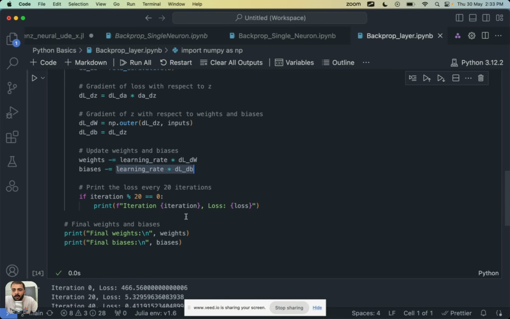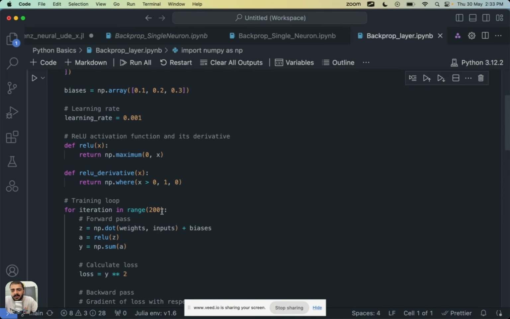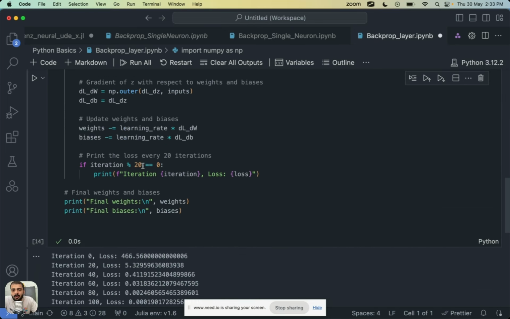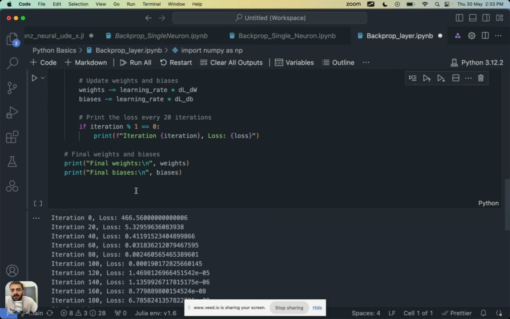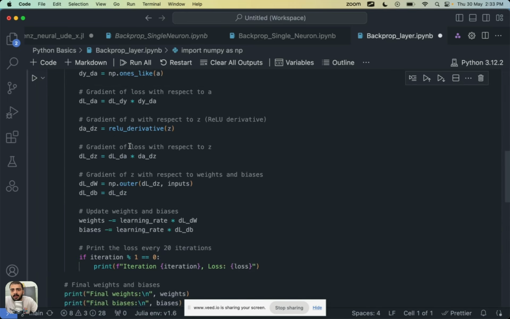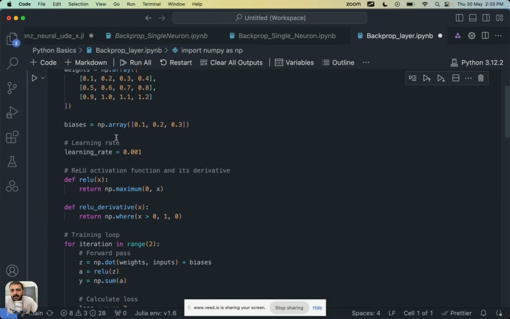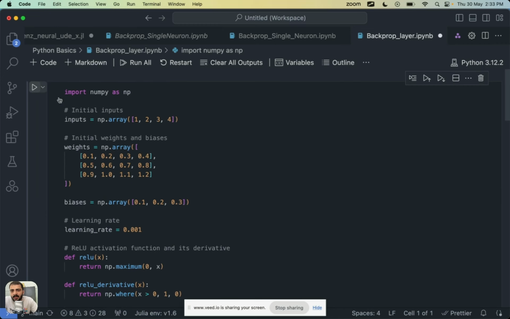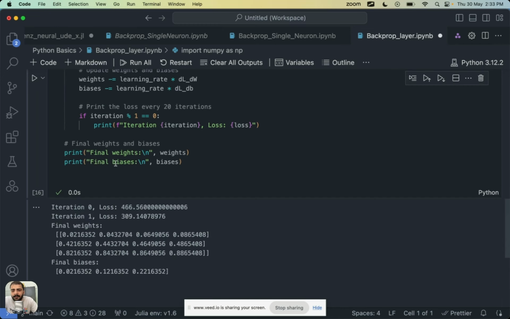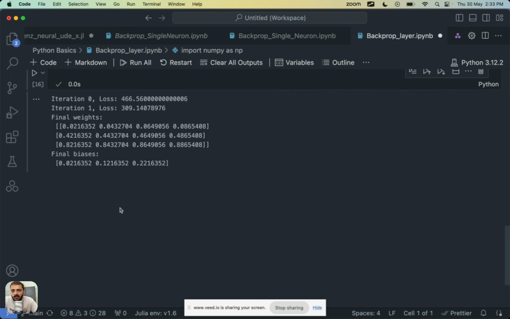So now what I'll be doing is that I'll actually be just running for two iterations and I'll be showing you the loss. So I'll print out the loss after every iteration. So let me just run this code here. I think it's still running for 200. So let me again run this code. Great. So the first loss was 466.56 and the second loss was 309.14.